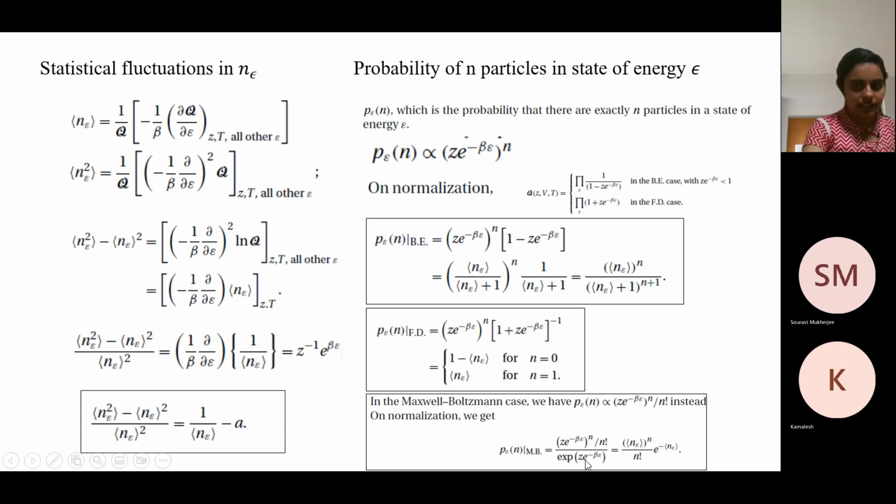And then when you normalize for each energy level, this is the expression you can see from the value of Q for the Maxwell-Boltzmann case. So for each value of energy, you would normalize by e to the power z e to the power minus beta epsilon. If you do that, this gives you the expression for P n. So is this clear till here?